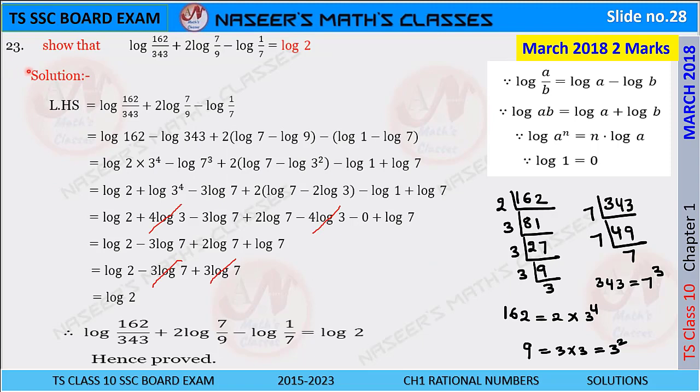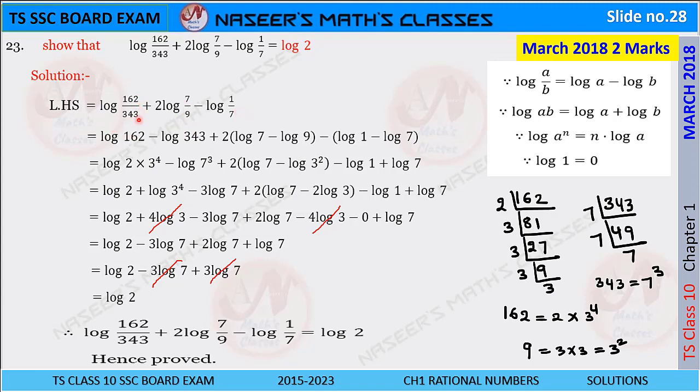Now we are going to solve 23rd problem. Show that log 162 by 343 plus 2 log 7 by 9 minus log 1 by 7 is equal to log 2. To prove this one, first of all consider LHS, that is log 162 by 343 plus 2 log 7 by 9 minus log 1 by 7.